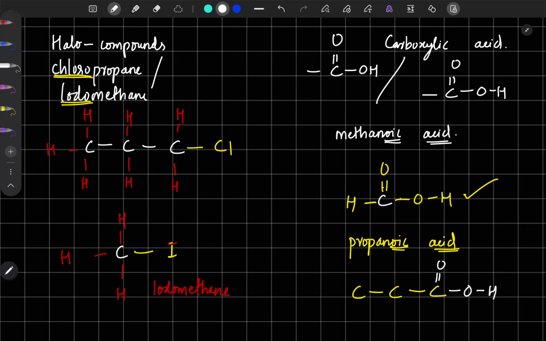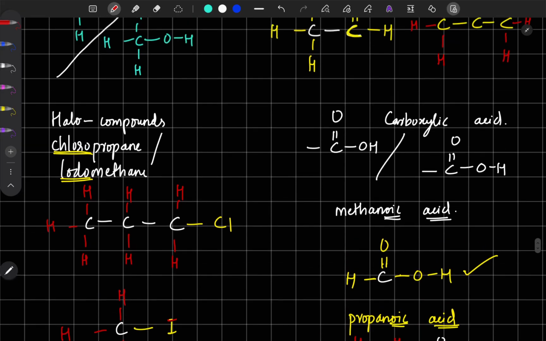Now we have attached the functional group. Only one step is remaining, that is attaching hydrogens to fill the remaining valency. This carbon atom is already having 4 bonds, 1 2 3 4, but here we will attach 2 more. Here I will attach 3 more. Okay, so that is propanoic acid.